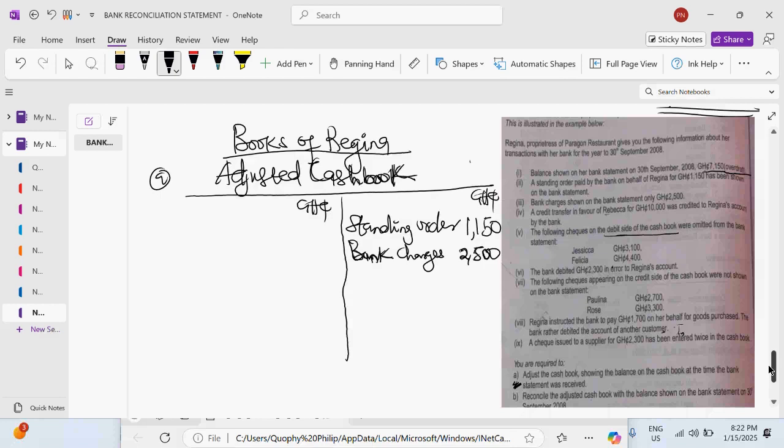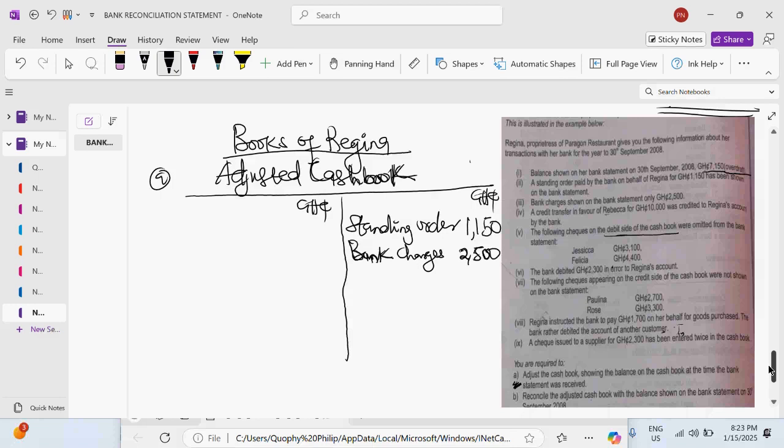A credit transfer in favor of Rebecca for 10,000 was credited to Regina's account by the bank. So what do you think would happen if a credit transfer was transferred to Regina? So go to the debit side. You go to the debit side. Okay, so the debit side will be how much?